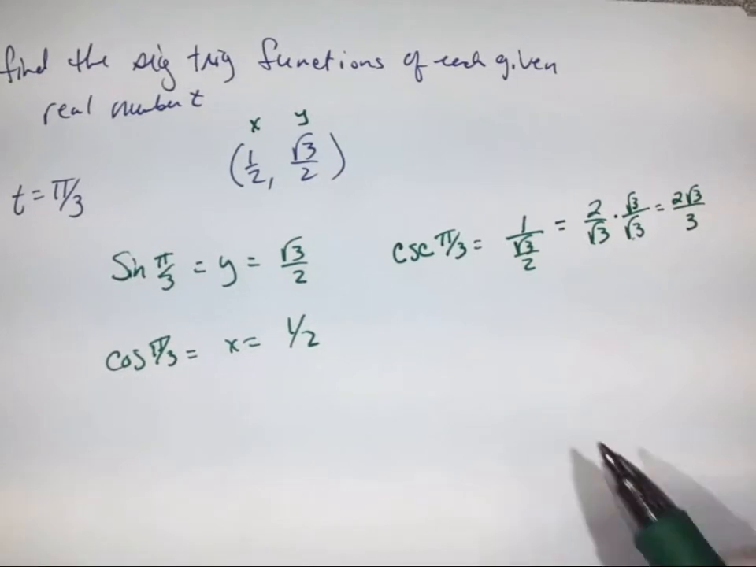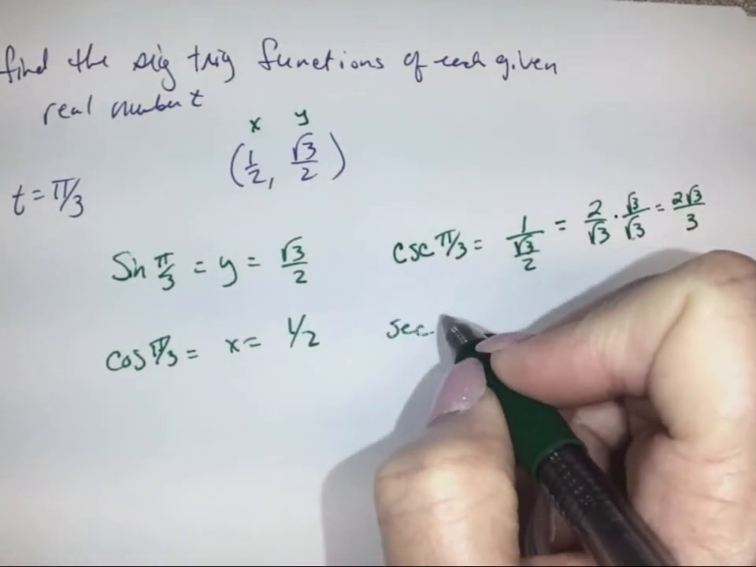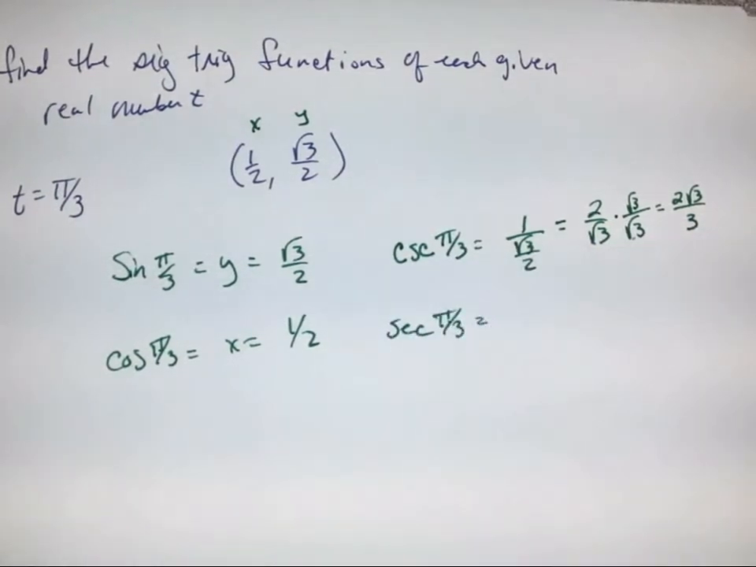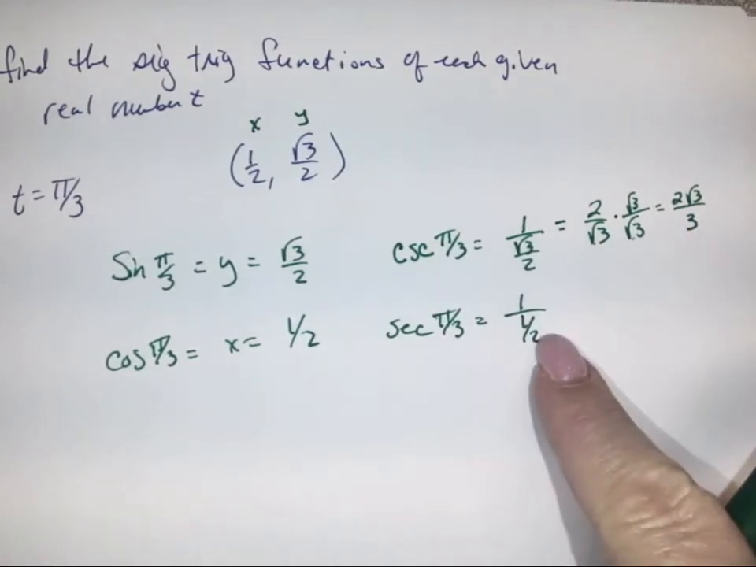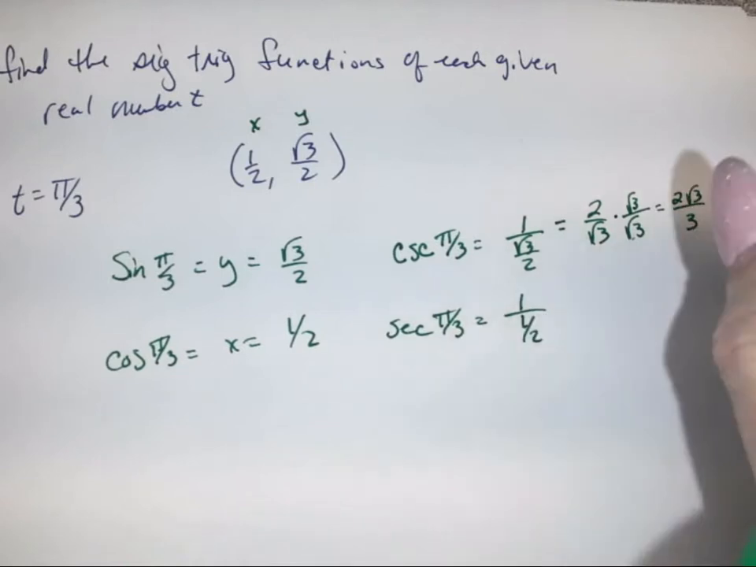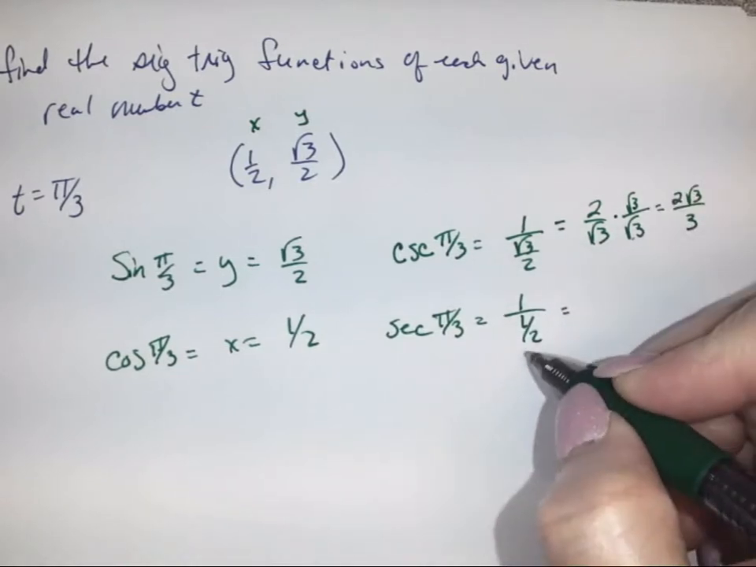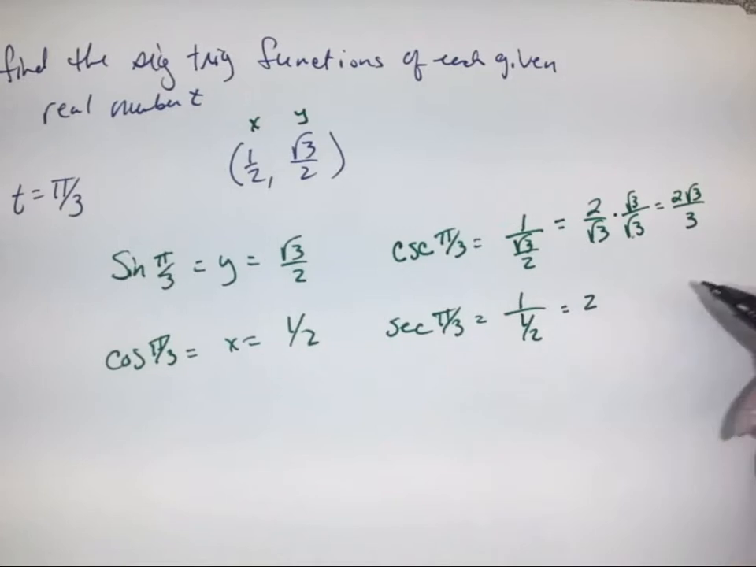So cosine goes with secant of pi over 3. The secant of pi over 3 will be the reciprocal of our x value. Again, you don't divide by fractions, you multiply by reciprocals. So when we multiply by 2, it'll just be 2.